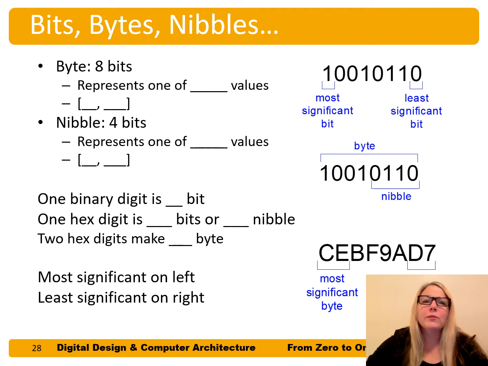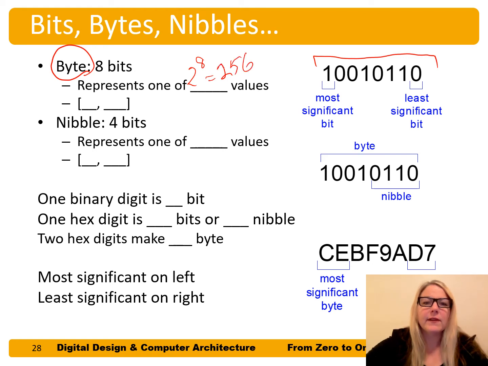We refer to groups of bits as certain quantities. So the most common quantity is the byte, or 8 bits of data, or 8 bits of information. Here's a byte over here, a byte of information. And with 8 bits, we can represent one of 2 to the 8 different values, or in other words, 256 values. And the range is from all zeros to all ones, which is 0 to almost 256, but one less than that, 0 to 255.